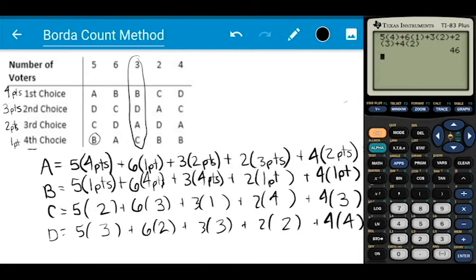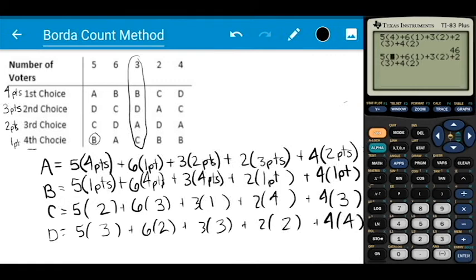Now, instead of having to type all of these numbers back in, remember that 5, 6, 3, 2, and 4 stayed the same for every candidate. So we're going to hit this button right here called second, and then we're going to go over to entry. If you notice, the yellow button second gives us all of these yellow keys on our calculator. So we want the entry that we typed in last. Now we can use our arrow keys to go back, and we can just change these numbers.